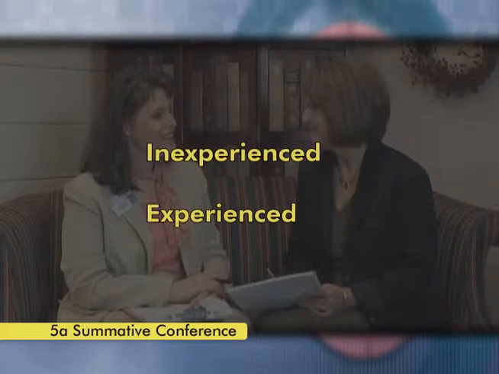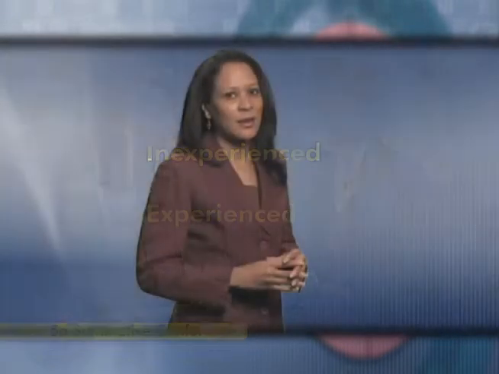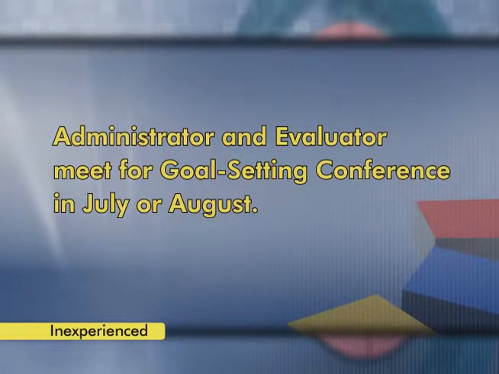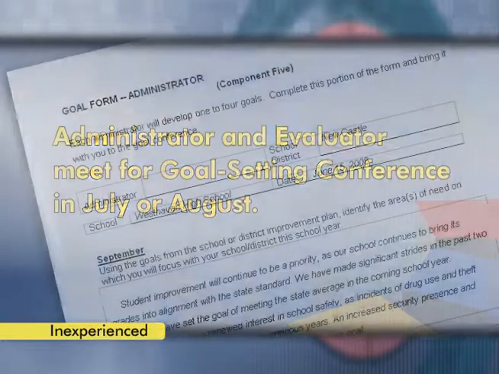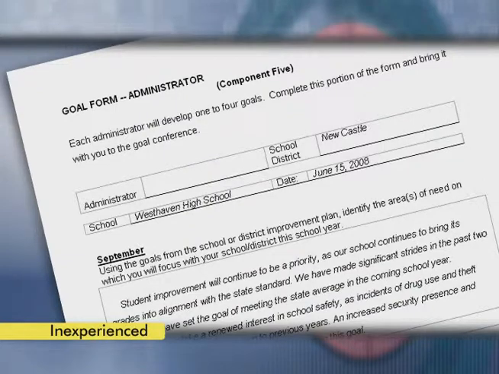The first activity in the summative evaluation is the summative conference. Inexperienced and experienced administrators follow slightly different processes. The key steps for the inexperienced group are: the administrator and evaluator meet for the goal-setting conference in July or August. The administrator completes the goal-setting form within 15 days of the conference.